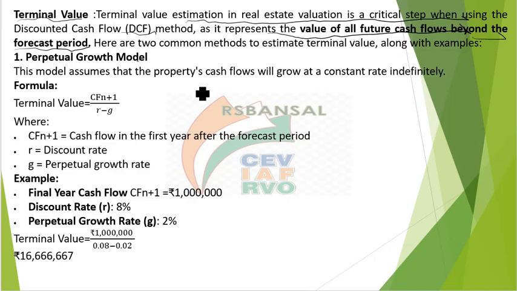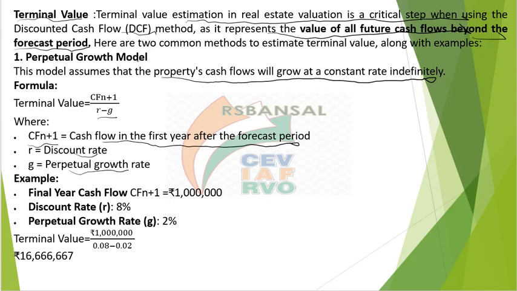So in this case as well, this model assumes the property's cash flow will grow at a constant rate indefinitely. For that, you will be using this formula: terminal value is equal to CF(n+1) divided by R minus G. This CF(n+1) is the cash flow in the first year after the forecast period, R is the discount rate and G is the perpetual growth rate.